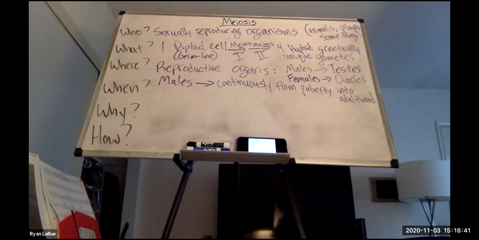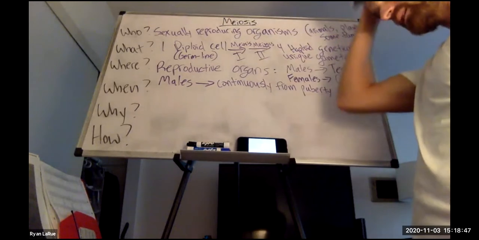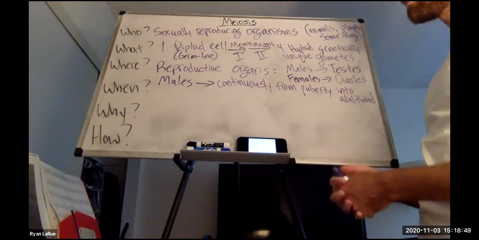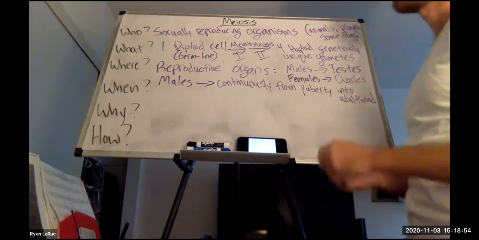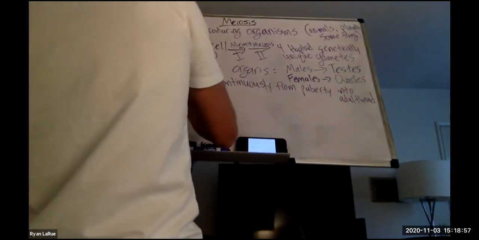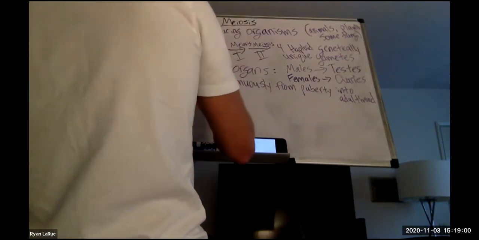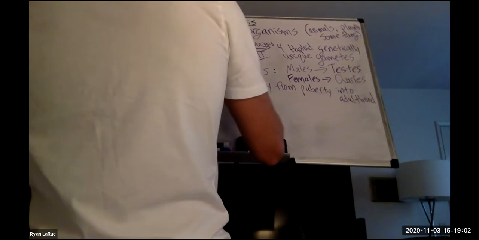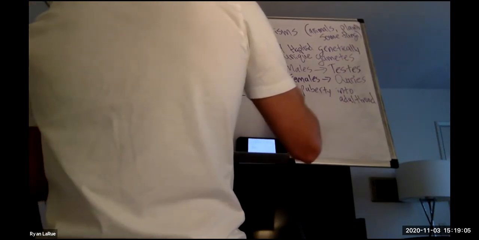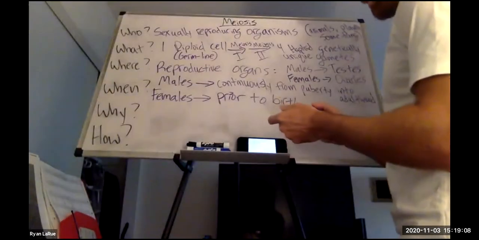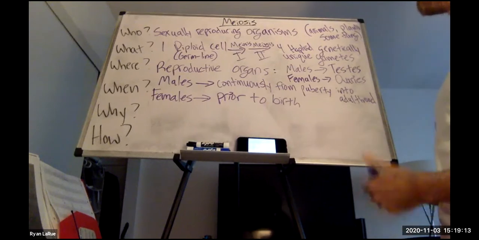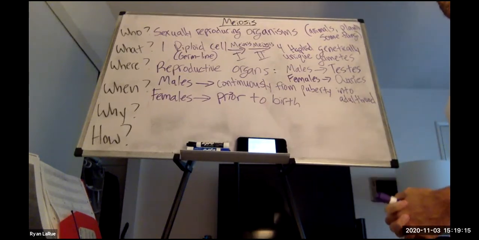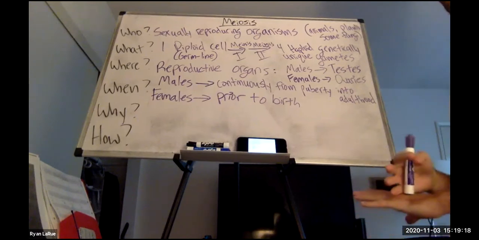Females, on the other hand, interestingly enough, actually perform meiosis prior to birth, still in the embryo. So females, prior to birth. So interestingly enough, for females, all the egg cells you are born with, and you're done.